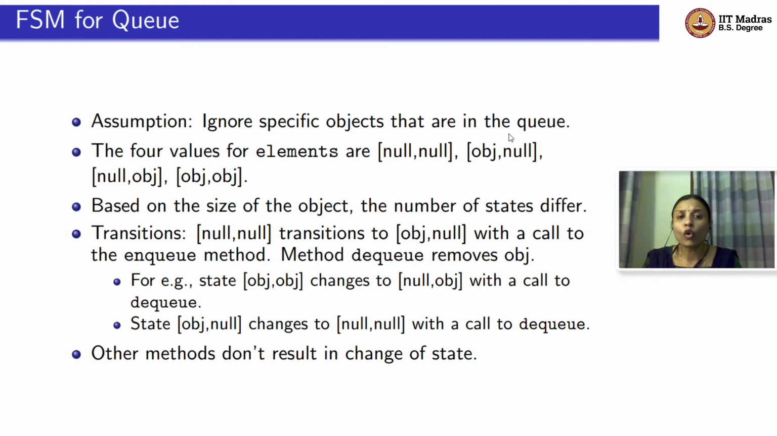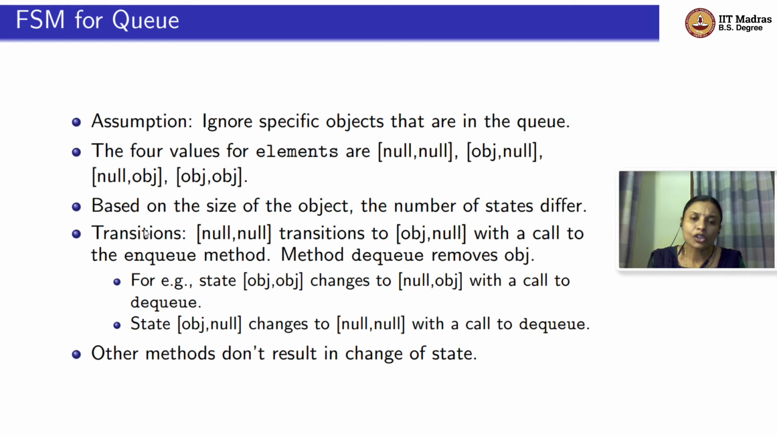So there could be 4 values of the kind of things that go into the queue. The queue could be null, fully empty, or the queue could have an object at one end and null following it, or the queue could have null at one end with an object following it, or it could be full with 2 objects. Those are the 4 values of this element. Based on the size of the object, the number of states can differ. We don't know what this object is.